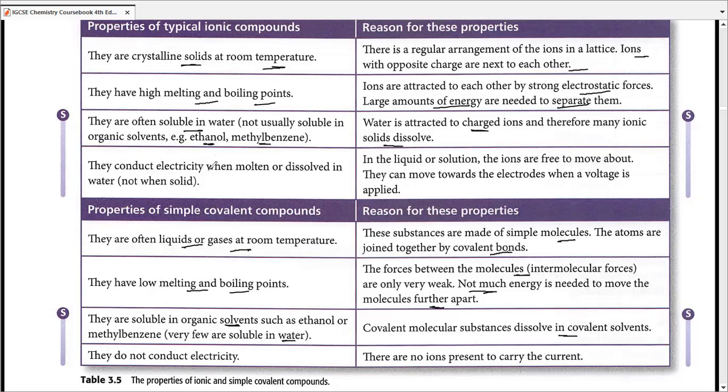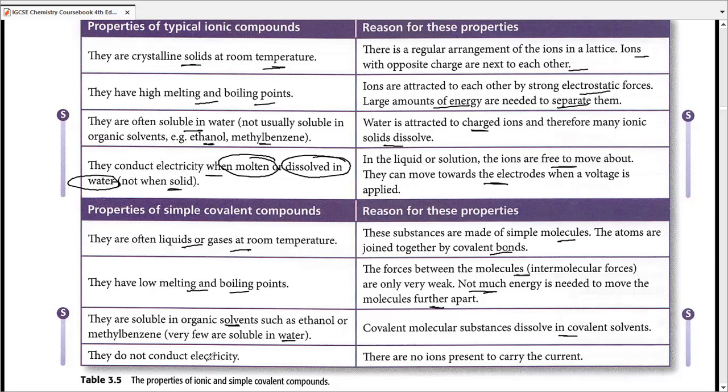Lastly, ionic compounds do not conduct electricity when they are solid because the ions are not free to move. But they do conduct electricity when they're molten or when they're in their aqueous solution, which means dissolved in water. In that case, ions are free to move and they can actually carry the current or charge. So there are three cases of conductivity in ionic compounds. Remember all three cases. They are not conductors when they're solid. They are conductors when they're molten, in liquid form, or dissolved in water.